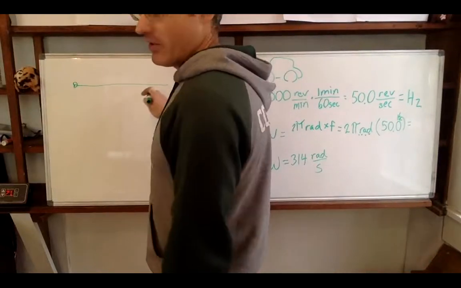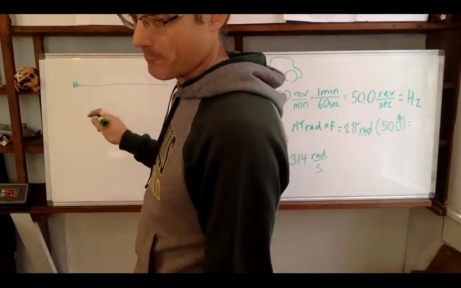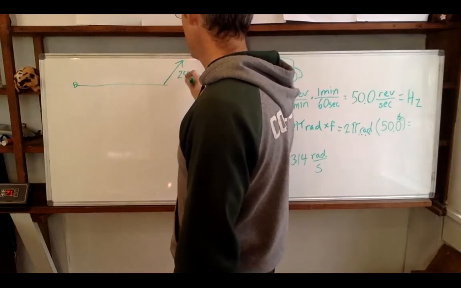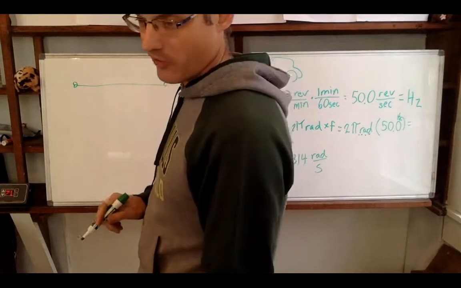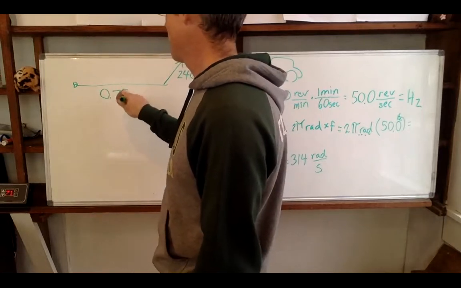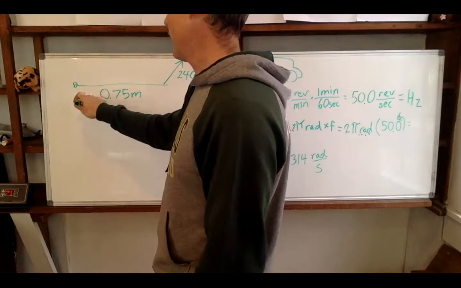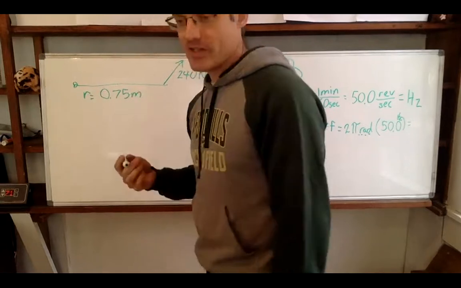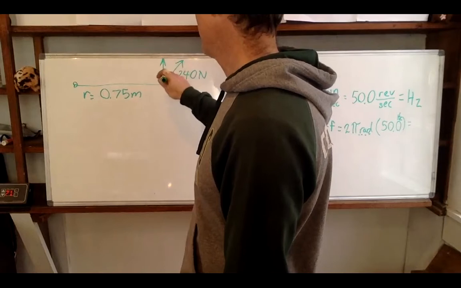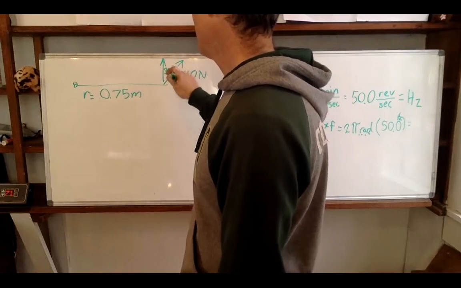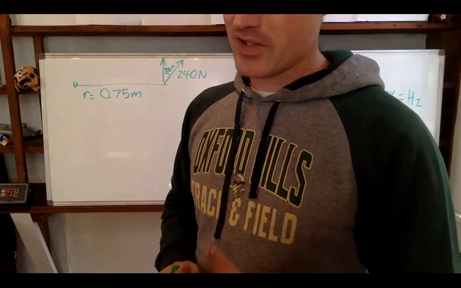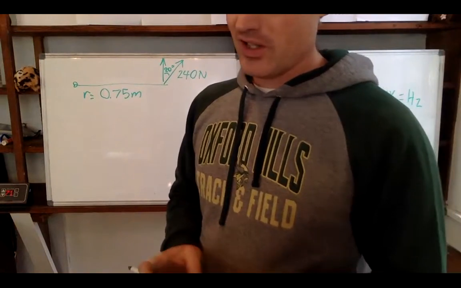Hinge over here. And we got, what was his name, Ryan? It's pushing this way for 240 newtons. And the door has a radius of 0.75 meters, which is R. Okay, he's not pushing at the correct angle. The correct angle was 20 degrees off from the way he's pushing on it. So that's not super good.